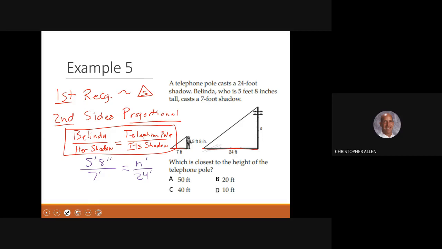Now we have one problem here before we can move forward. Does anybody see what the problem is? And this is something that's very important. If we don't deal with it, it's going to give us a major headache, and our answer will be incorrect. Does anybody see what's going to be wrong here if I just go ahead and cross multiply at this point? It's 5 foot 8 inches, and it all needs to be in feet.